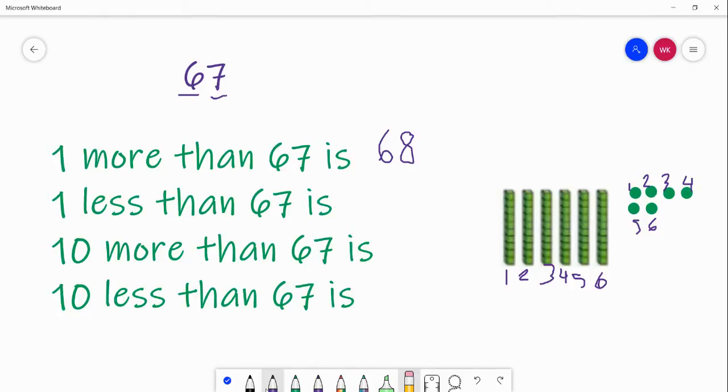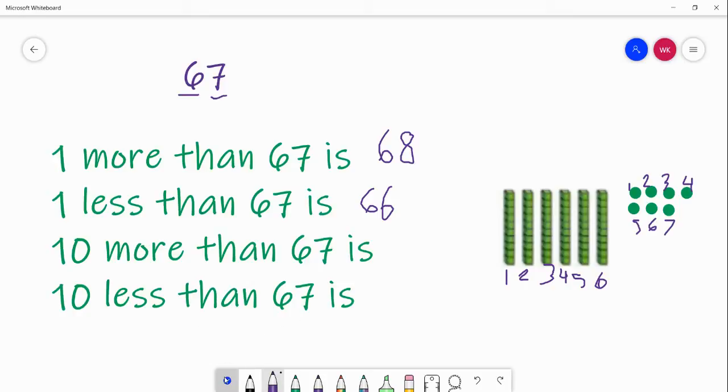And now let's see what our number is. We have 10, 20, 30, 40, 50, 60. So 6 tens. And then we have 1, 2, 3, 4, 5, 6 ones. So we have 6 tens and 6 ones, which is the number 66. So 1 less than 67 is 66. All right. Remember, we always want to go back to our original number, 67. So I'm going to put that back up.